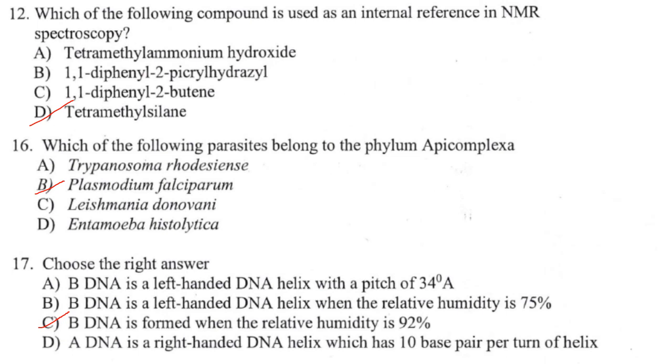Choose the right answer. B DNA is left-handed. It is not left-handed, it is right-handed. So A is wrong. Then B DNA is again written as left-handed, it is right-handed. So that is also wrong. B DNA is formed when relative humidity is 92%. That is correct. A DNA is a right-handed DNA helix with 10 base pairs per turn of the helix. It is 11 base pairs per turn of the helix. So D is also not correct. So the answer here is option C.